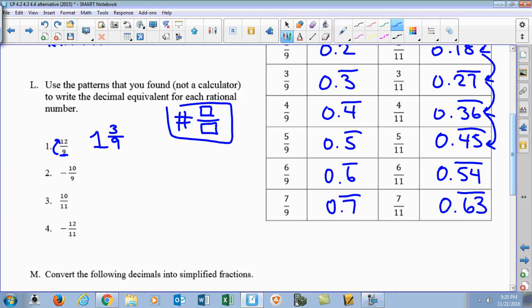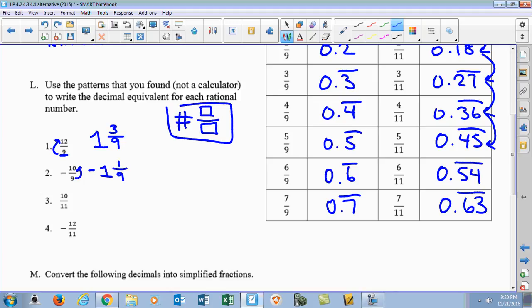Well, I have a negative out in front. So for number 2, since I have a negative out in front, my mixed number is going to be negative. 9 can go into 10 how many times? That's 1 time. What does that leave me? Well, 9 goes into 10 one time, leaving you 1, and we keep the denominator the same at 9. So that gives you 1/9. So negative 1 and 1/9. And we'll come back and give you your decimal equivalent in just a second.